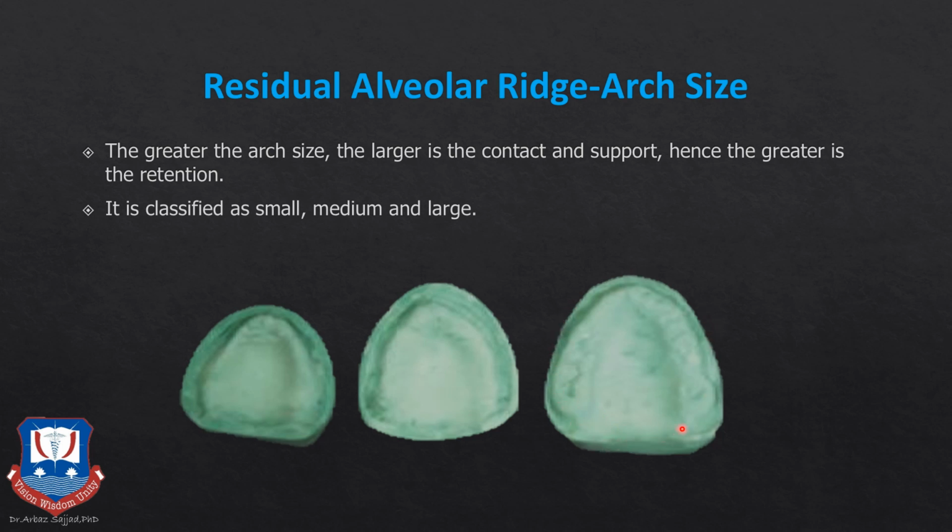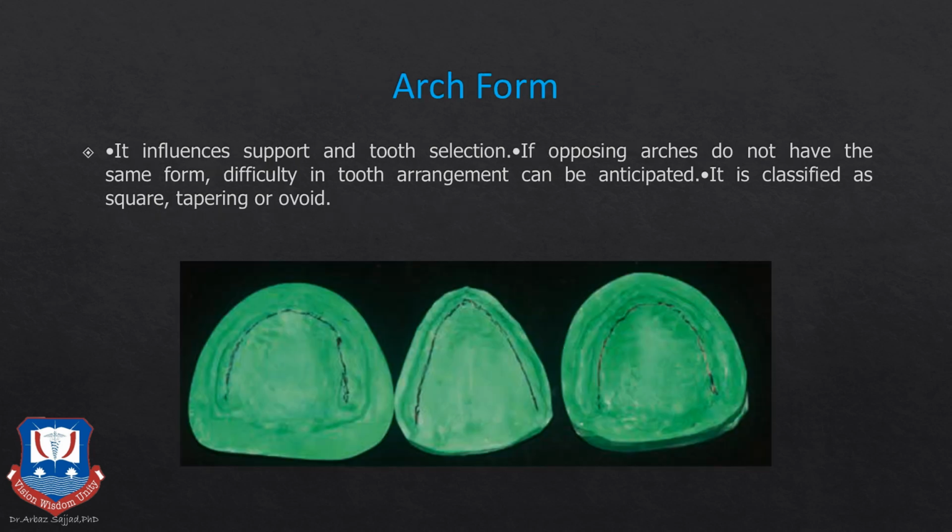A large residual alveolar ridge usually has a good prognosis because it offers a large surface area for the denture basal seat. I think some of you must have read about the snowshoe principle. So usually a large denture bearing area is good for denture construction and a small denture bearing area is not so favorable. Now coming to the arch form. After arch size, we have to consider the form or shape of the arch. That is, it may be square, tapering, or ovoid. And this will ultimately affect how the artificial teeth are selected and how they are arranged on the denture bearing area.